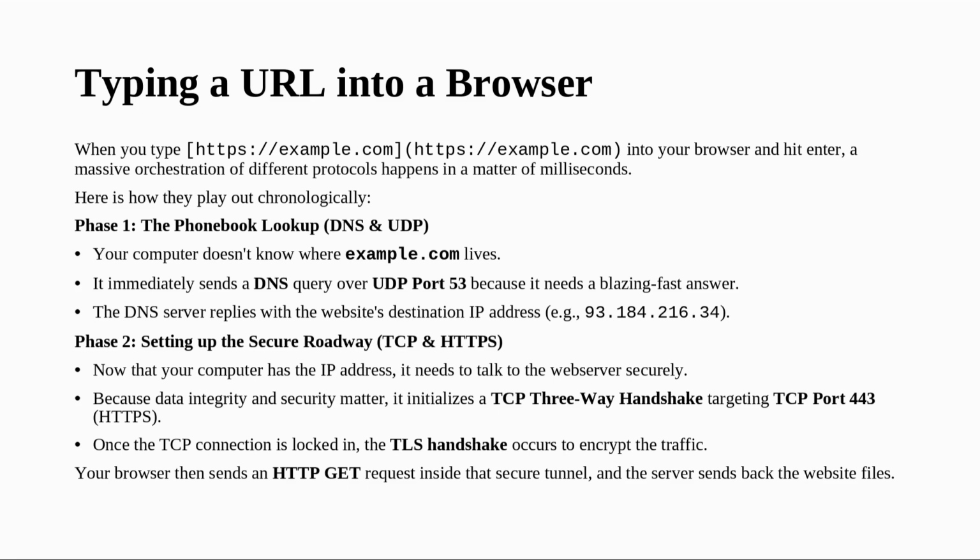After that, it moves to phase 2, which is setting up the secure roadway with TCP and TLS. Now that your computer has the IP address, it needs to talk to the web server securely. Because data integrity and security matter, it initiates a TCP three-way handshake, which we discussed already, targeting TCP port 443. Once the TCP connection is locked in, the TLS handshake occurs to encrypt the traffic. TLS is Transport Layer Security.